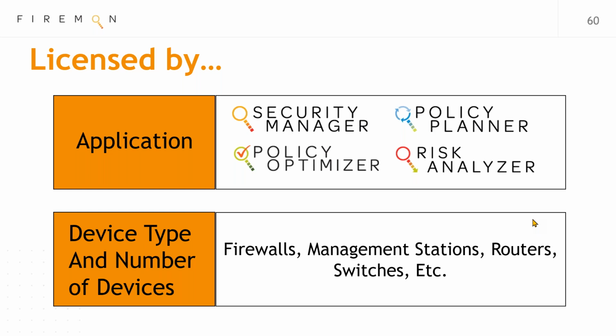In turn, each of those modules is going to be licensed based on the type and number of devices that you're going to be managing with your ecosystem. For example, if you wish to manage 100 firewalls that have one management station through Security Manager, you would require licenses for each of those 100 firewalls and a license for that management station as well.